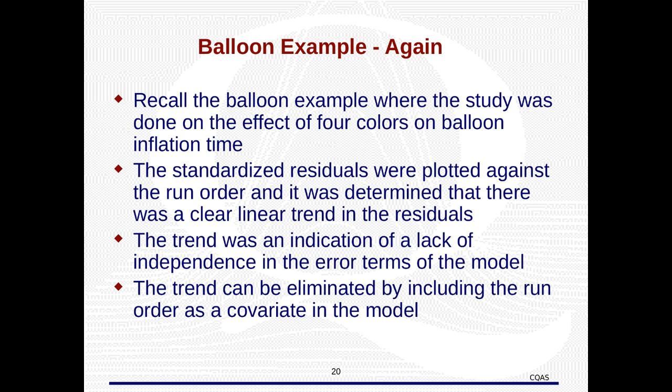However, we can remedy this problem by incorporating run order as a covariate into our model. By doing so, we account for the temporal or sequential effects that were driving the trend in our residuals. This adjustment allows us to isolate the true effect of balloon color while controlling for the systematic variation introduced by the order in which the experiment was conducted. This practical application demonstrates how diagnostic checking and model refinement work together to produce more reliable statistical conclusions.